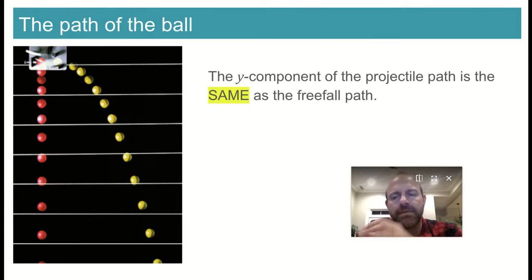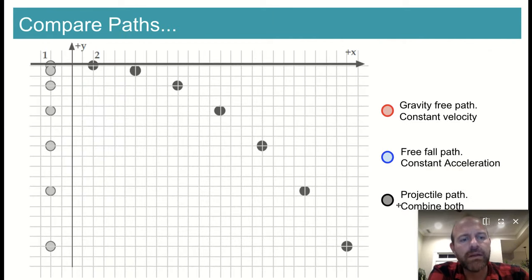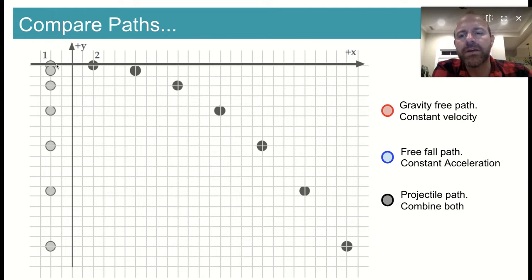This is a high-speed camera shot where a bunch of pictures were taken very, very quickly as something fell. You can see that for every place that the red ball that was dropped straight down, how far it's fallen is the same distance the yellow ball has fallen as a projectile, even though it's moving in two dimensions. We can go through this in a little bit more detail.